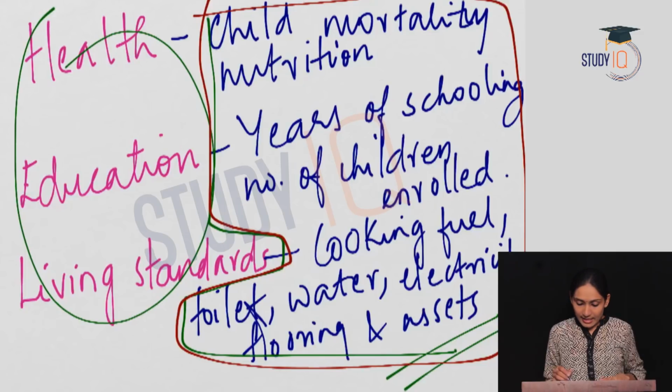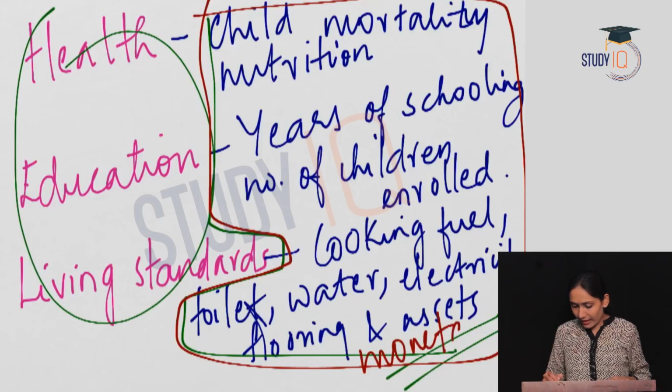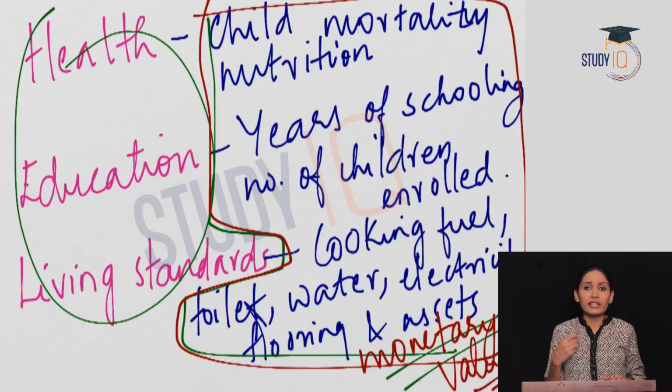Here you must understand that all these 10 indicators are excluded from monetary value. They do not have a monetary value. So, it is not based on the income of the households but on other factors.